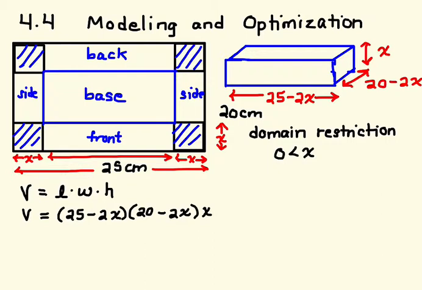Okay. So there is a domain restriction. We have to be between 0 and 10. Okay? All right, so now I'm going to zoom in on this volume. Let's take a look at this volume equation.